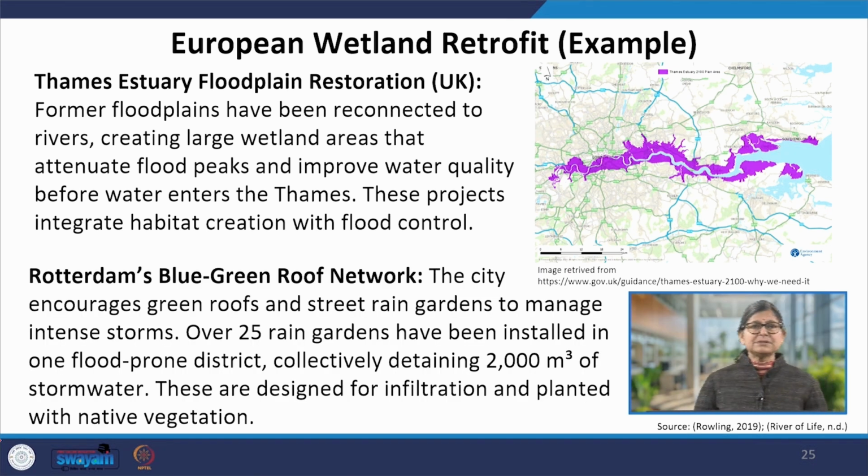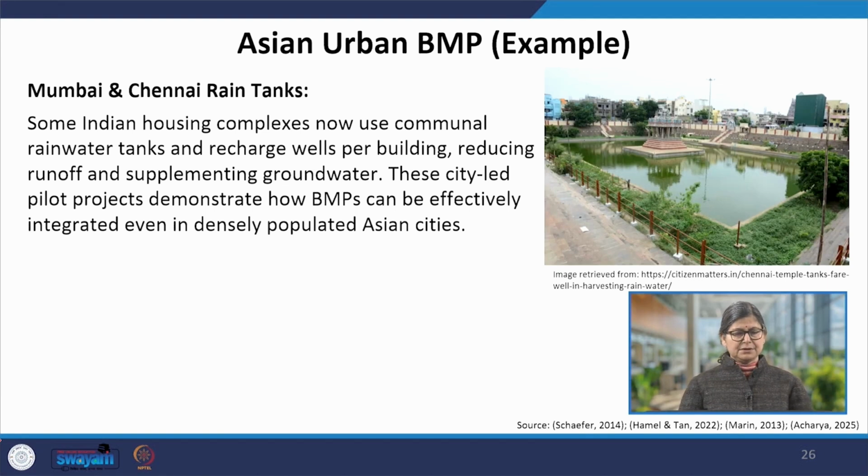Similarly, Rotterdam's blue-green roof network can be discussed here. The city encourages green roofs and street rain gardens to manage intense storms. Over 25 rain gardens have been installed in one flood-prone district, collectively detaining 2,000 cubic meters of stormwater. These are designed for infiltration and planted with native vegetation.